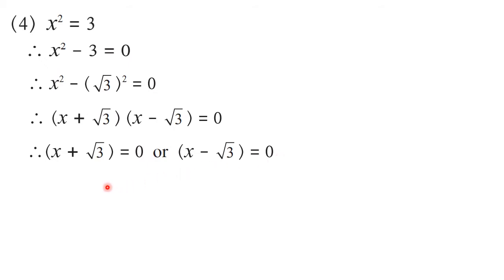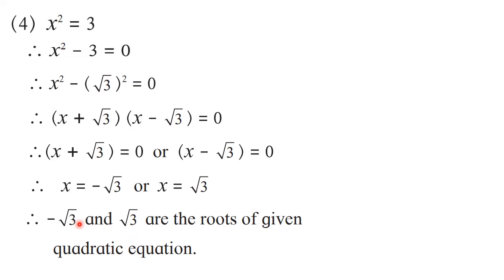So from this we will get the values of x as minus root 3 and plus root 3. See, this plus root 3 shifted to right hand side, so became minus root 3. Similarly here minus root 3 shifted to right hand side and became plus root 3. So in this way we got two roots for this particular equation. And finally you have to write down the answer as a statement, that therefore minus root 3 and plus root 3 are the roots of given quadratic equation.